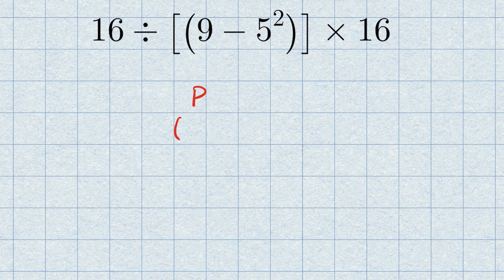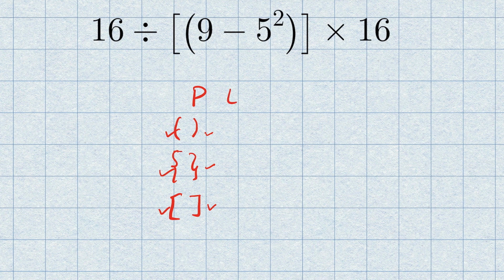Parentheses are also of three kinds. This is called the smaller bracket. This one is the curly bracket and this is the box bracket. So first we solve the smaller bracket, then the curly, and then the box bracket. So this is smaller, this is middle, and this one is the bigger bracket.